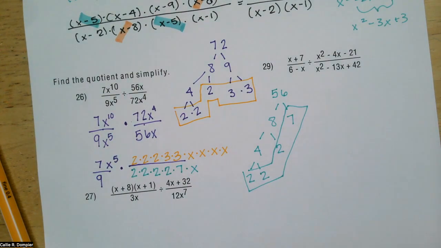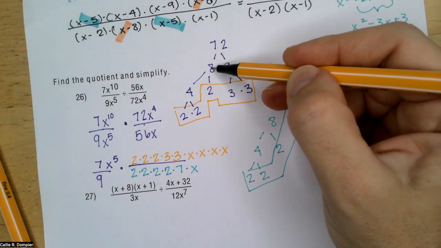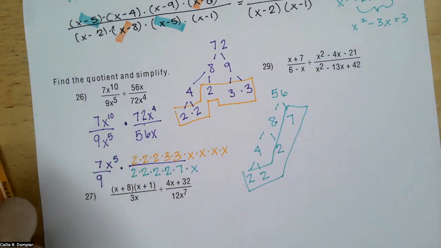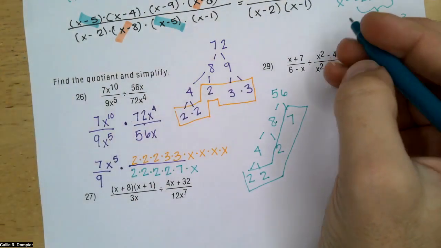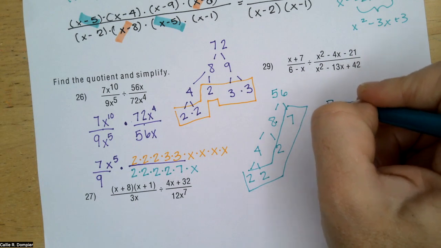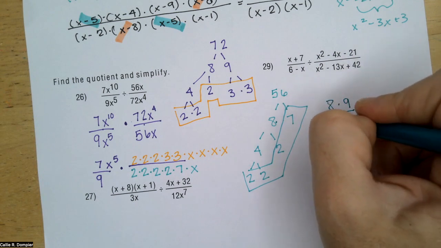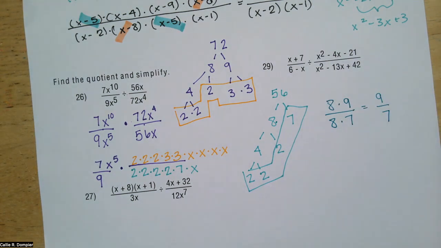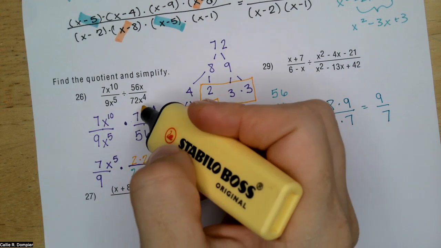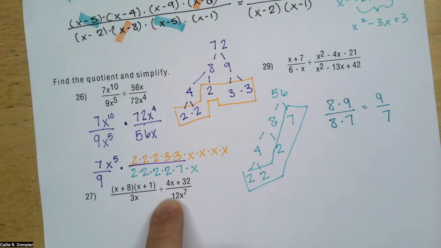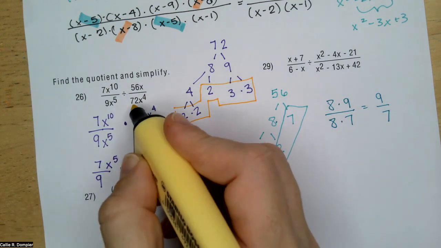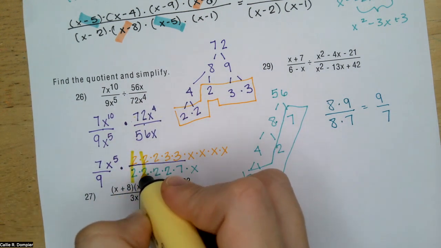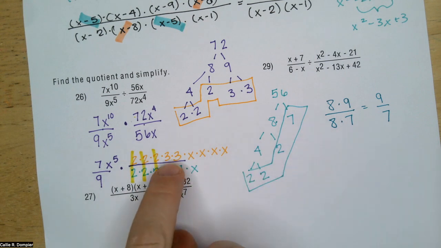You're also welcome to, well, 8 and 8 are common. So you're also welcome to call 72 divided by 56 8 times 9 divided by 8 times 7, which is 9 over 7. You don't have to do the prime version where you're crossing out more stuff, but you can. So you're welcome to simplify both of these before you multiply them, just so you're multiplying smaller stuff. You don't have to, whatever way you like. So 72 divided by 56 is in fact 9/14.